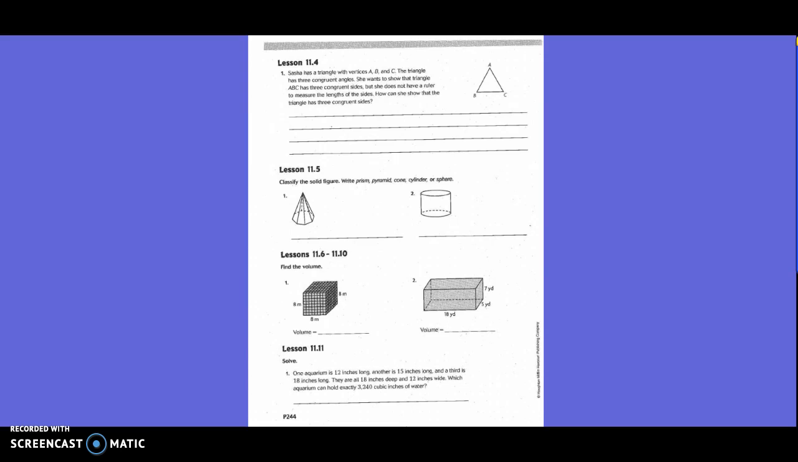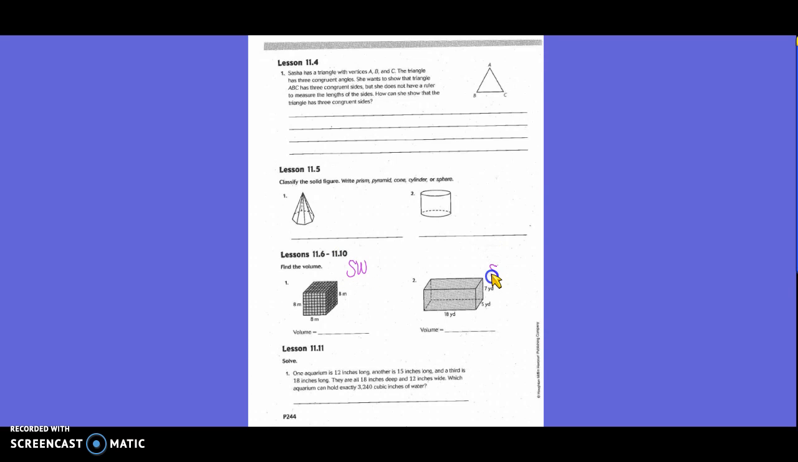Okay, so 11.4. Sasha has a triangle with vertices A, B, and C. The triangle has 3 congruent angles. She wants to show that triangle ABC has 3 congruent sides, but she does not have a ruler to measure the lengths of the sides. How can she show that the triangle has 3 congruent sides? So you'll have to give your reasoning as to how she could figure that out without a ruler. Number 11.5, classify the solid figure. Write prism, pyramid, cone, cylinder, or sphere. So we'll have to figure out what those are. Then number 11.6 to 11.10, you need to show work.